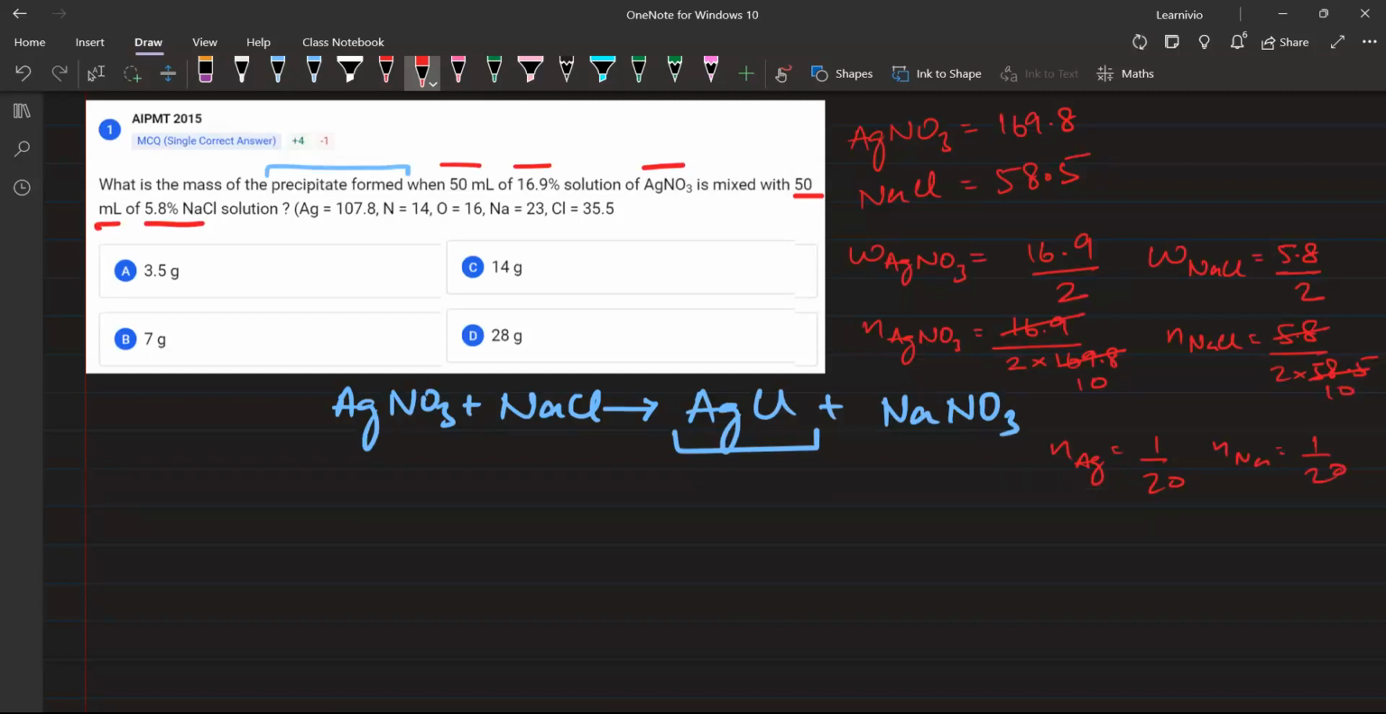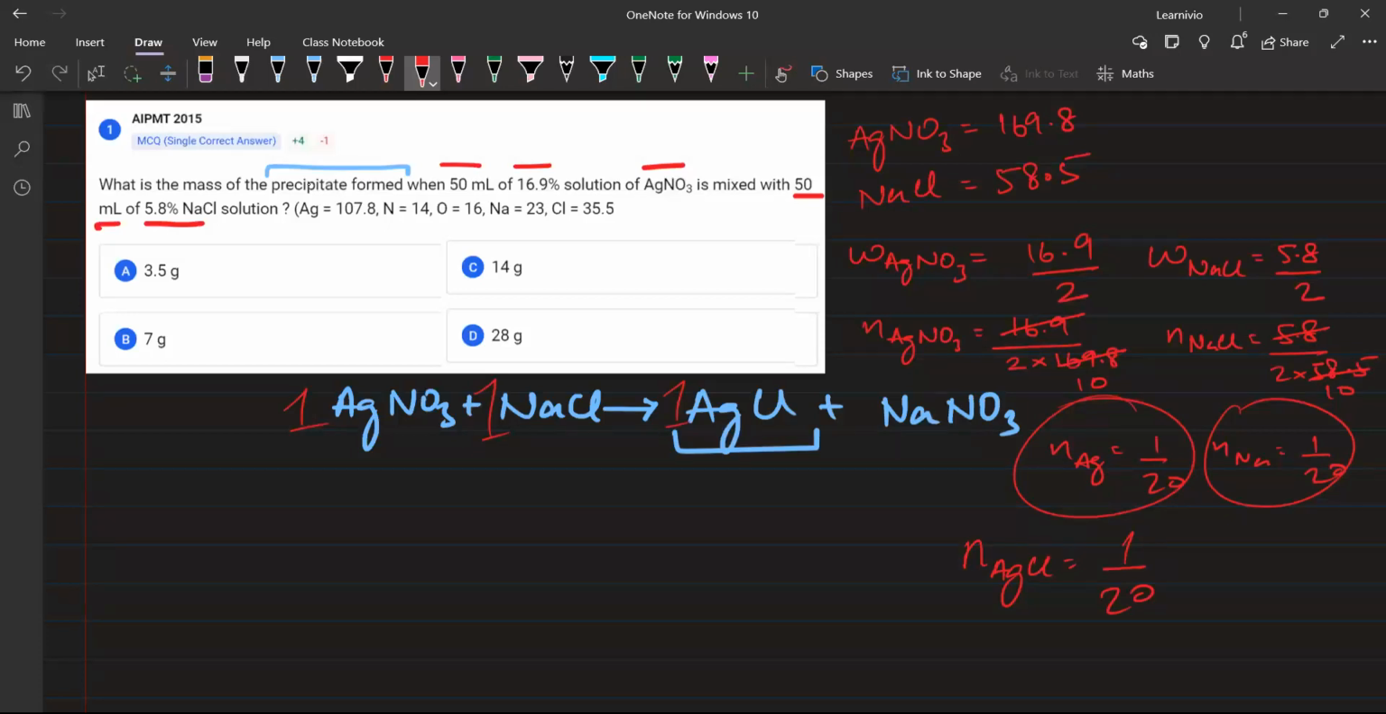So you can see that both of these are equivalent, equal. The number of moles of AgNO3 as well as the number of moles of NaCl is the same. And then they are asking what is the number of moles of AgCl that will form. According to the reaction, 1 mole of AgNO3 reacts with 1 mole of NaCl and will give you 1 mole of AgCl. So this much AgNO3 will react with this much NaCl, and the number of moles of AgCl will also be 1 by 20 only.